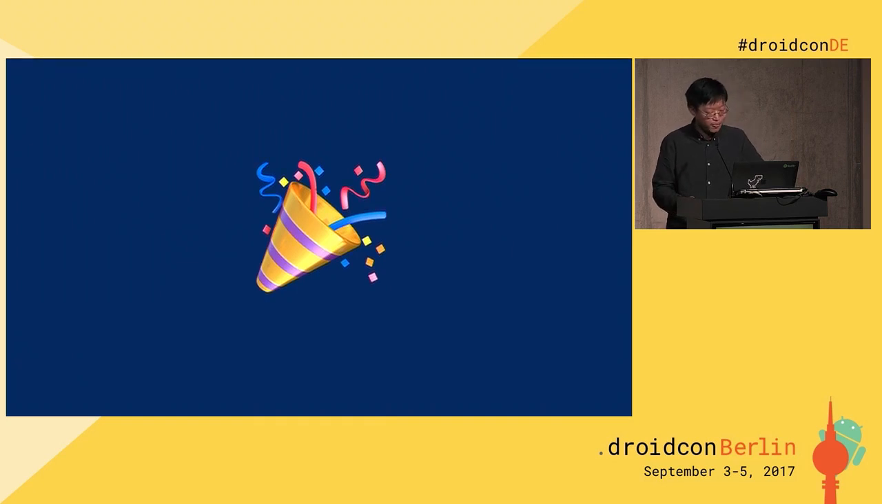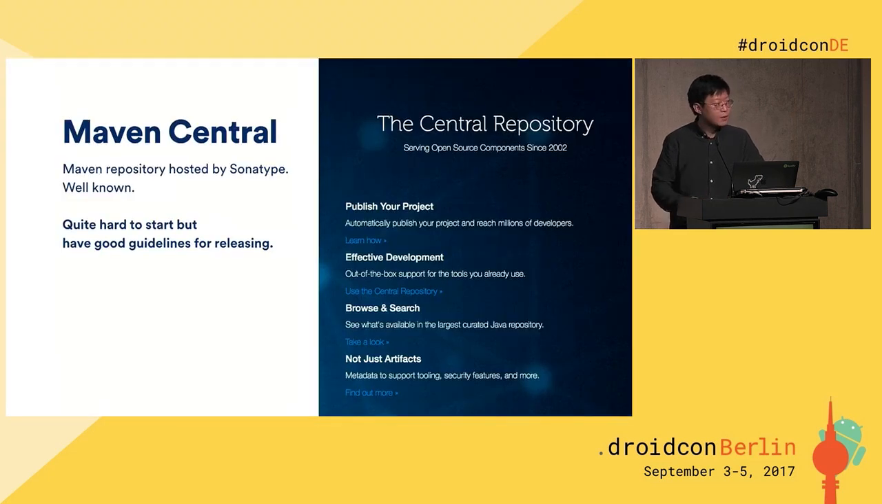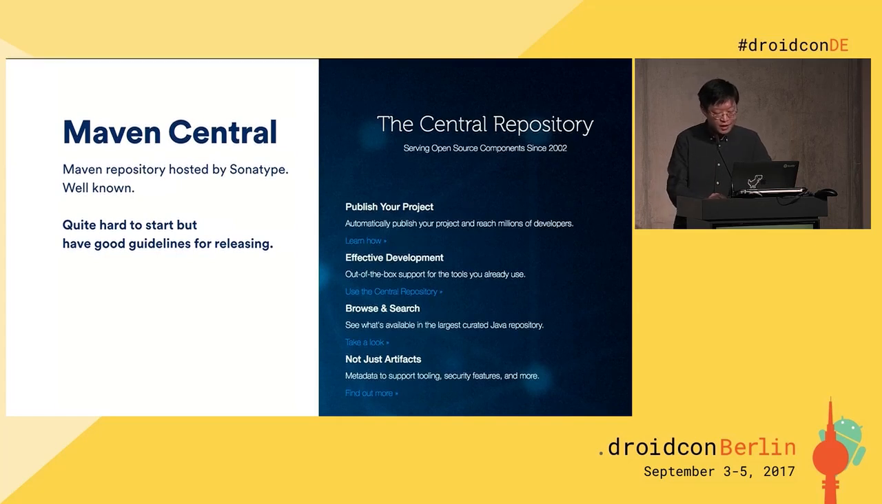That is enough. But maybe you also want to try to release your library to another repository called the Maven Central. This is a bit more difficult than JCenter, but I believe it is really worth trying. So let's see how and why. Maven Central is a Maven repository hosted by Sonatype. And Maven Central is more well-known because it started much earlier than JCenter. Because it is kind of old, the releasing process tooling is kind of not great or fancy. However, they have a really good guideline about how to release.